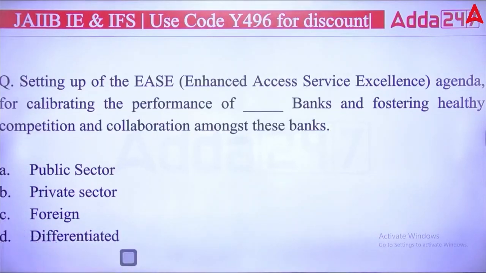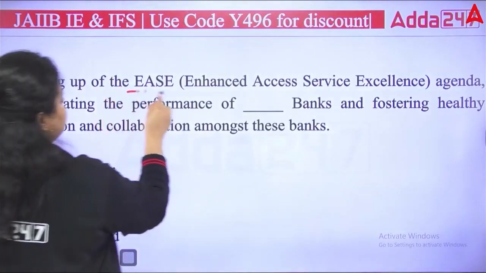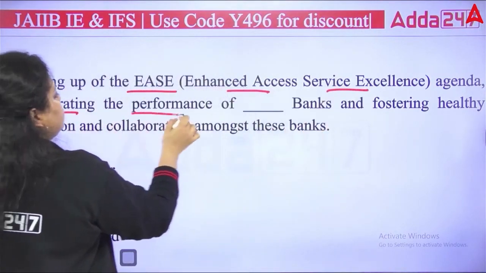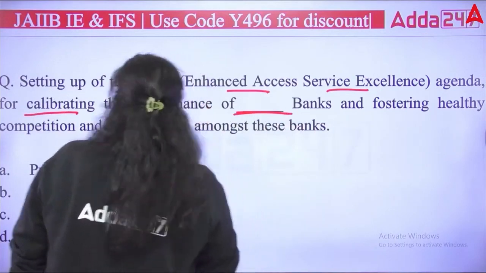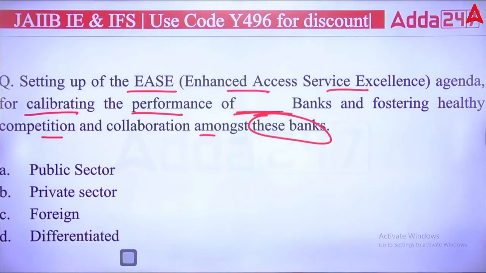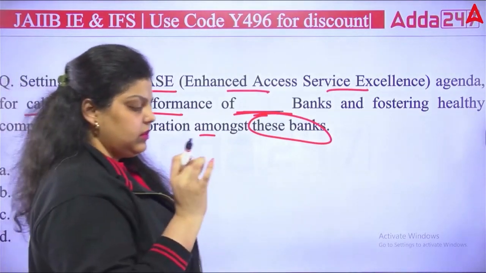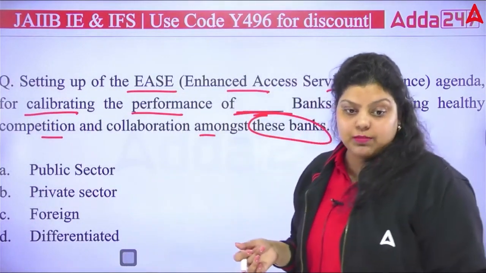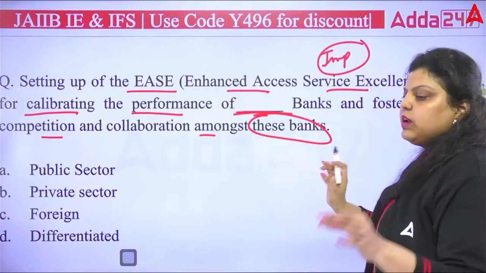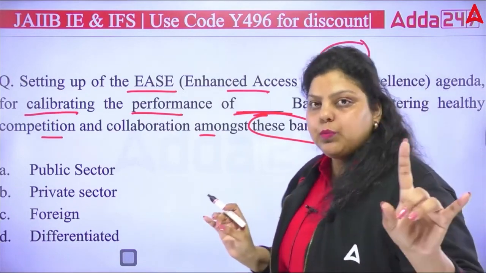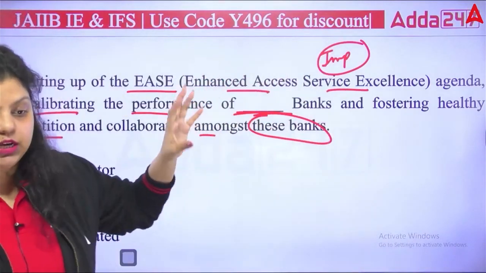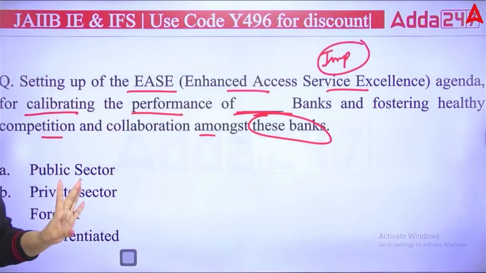Next question we have, that setting up of EASE. What is EASE? Enhanced Access Service Excellence Agenda for calibrating the performance of dash banks and fostering healthy competition and collaboration among these banks. So EASE is a very famous reform that has been introduced in the banks, and it is very important for your paper. Definitely one of the reforms will be asked. EASE 1.0, 2.0, 3.0, 4.0, 5.0. These 5 reforms have been given in your syllabus, and definitely one reform will be asked.